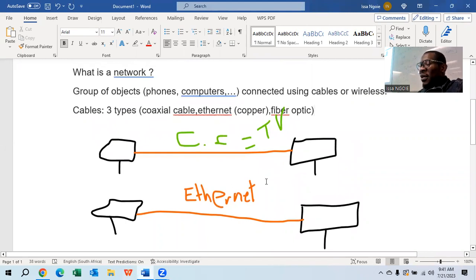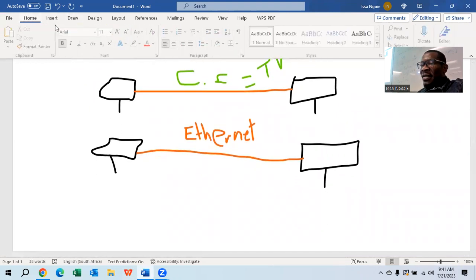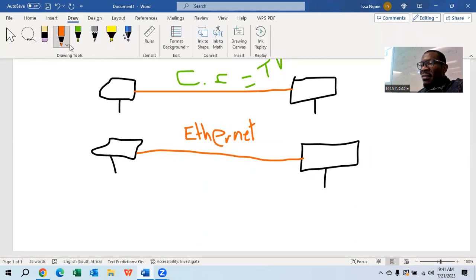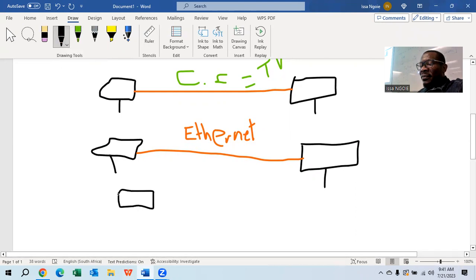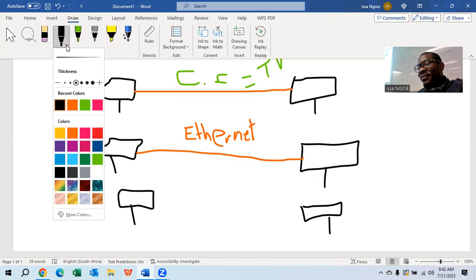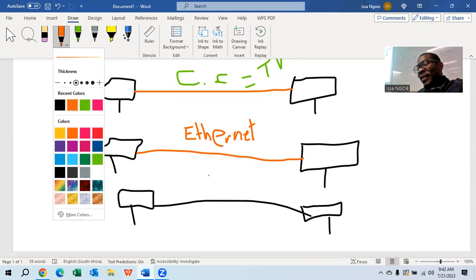So you can go for Ethernet, or somebody else can go for what? Can go for fiber, right? Can go for fiber.